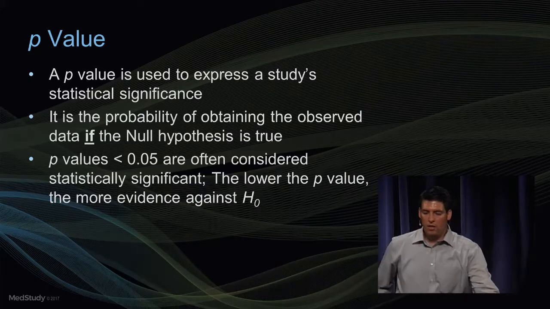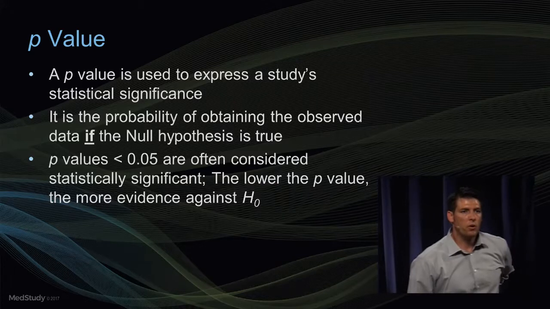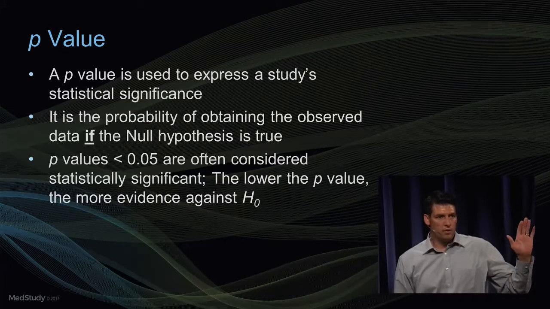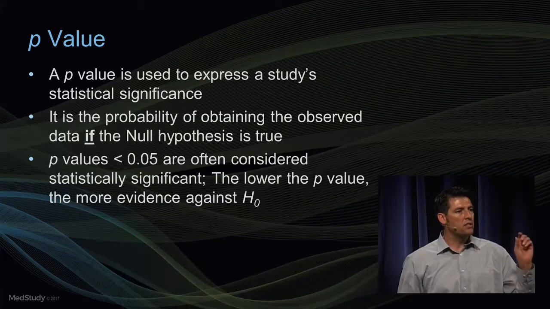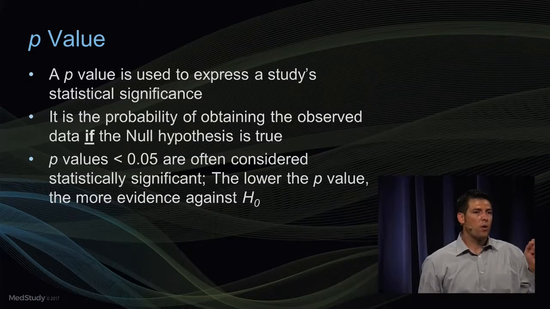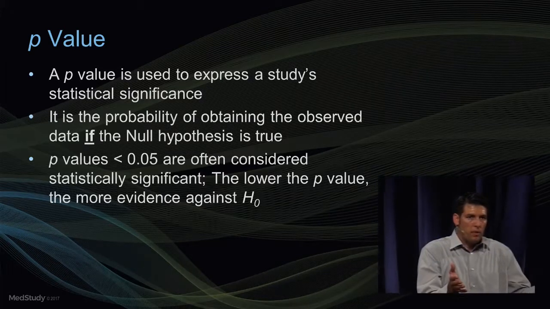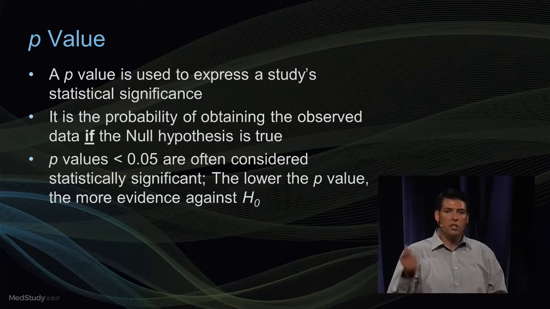Okay, so a p-value. How many of you have heard this term before? Come across it in a journal? Okay, so it's all over the place. And a p-value is simply a probability, but it's important how we define this probability. It's the probability of observing the data from a particular study if, so there's a conditional statement there, if the null hypothesis is true.